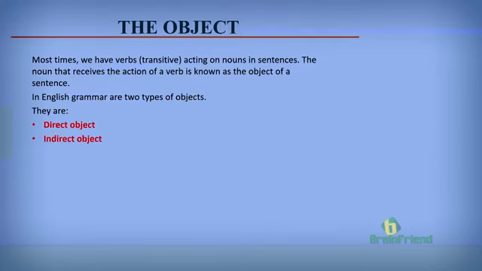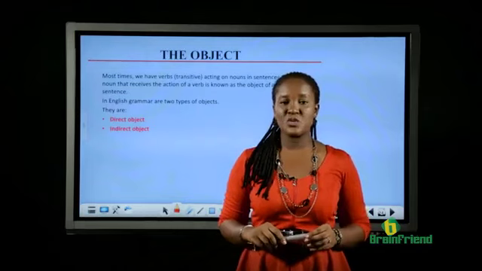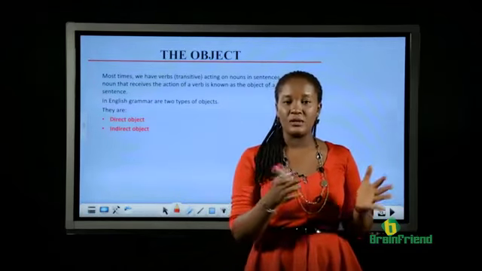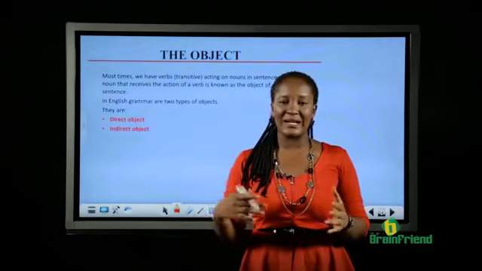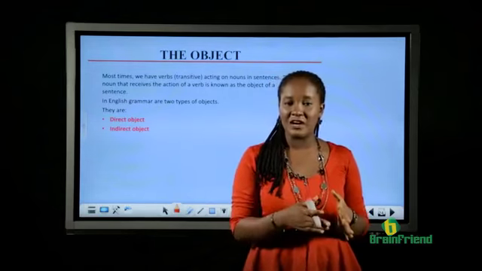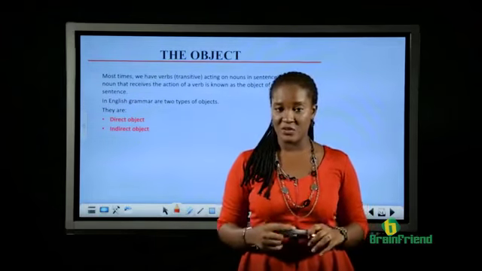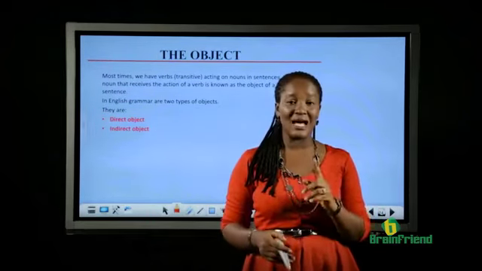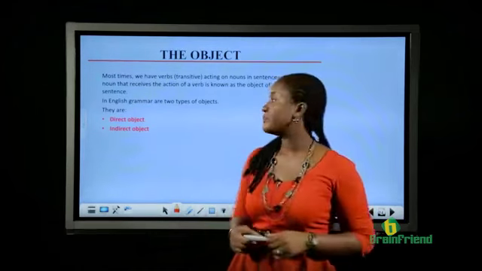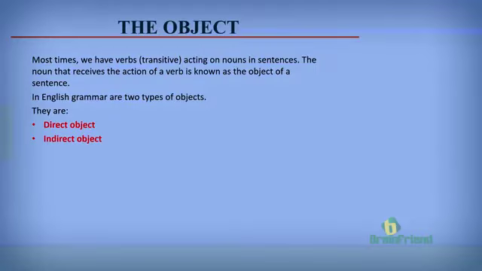Another sentence component we'll look at is the object. Sometimes we find that verbs act on certain things in sentences, certain people, things, or an entity. Whatever a verb acts on is known as the object of a sentence. Now note that a verb which acts on an object is known as a transitive verb. Now, in English grammar, we have two types of objects. They are the direct object and the indirect object. Now, let's look at these types of objects one after the other.